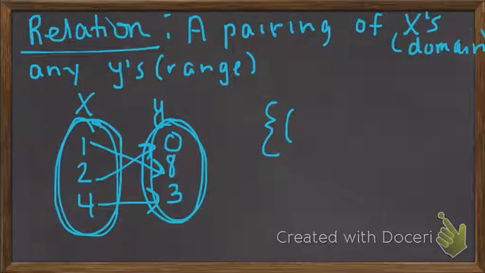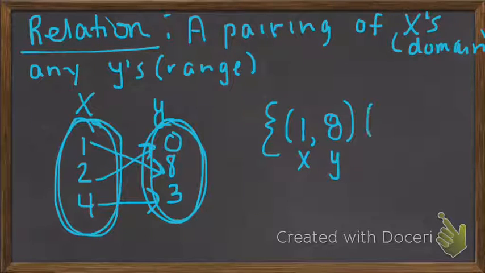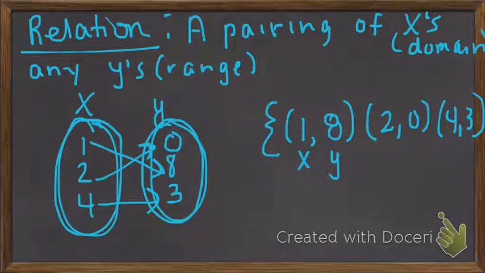So we could write the ordered pair 1, 8. If you remember back, the first number in an ordered pair is always an x, and the second number is always the y. So 1, 8, 2, 0, according to our circles of our mapping, and 4, 3. So that's a relation anytime we pair them up.